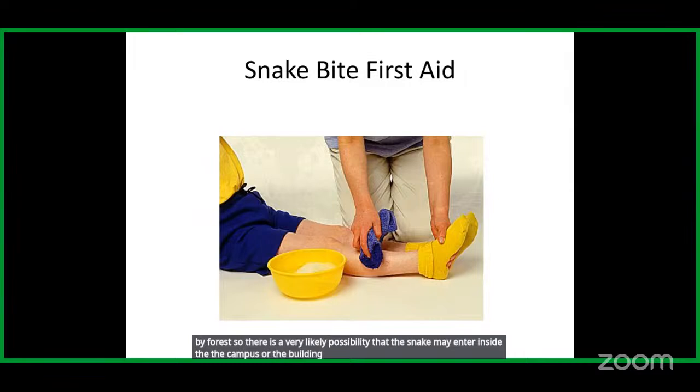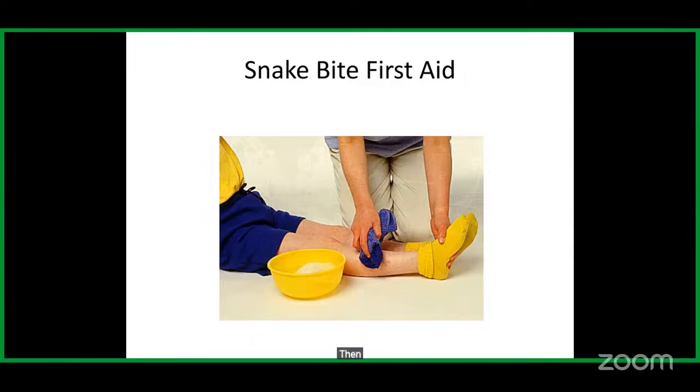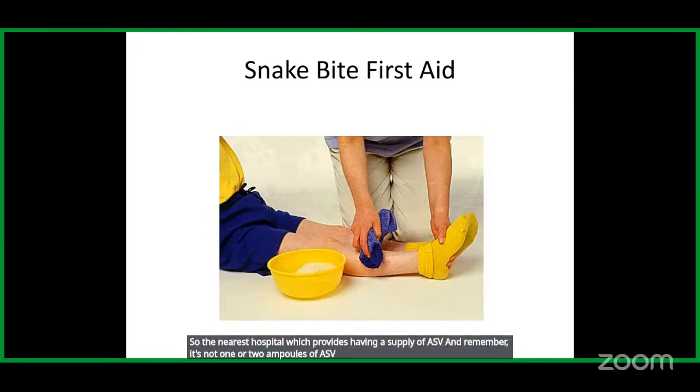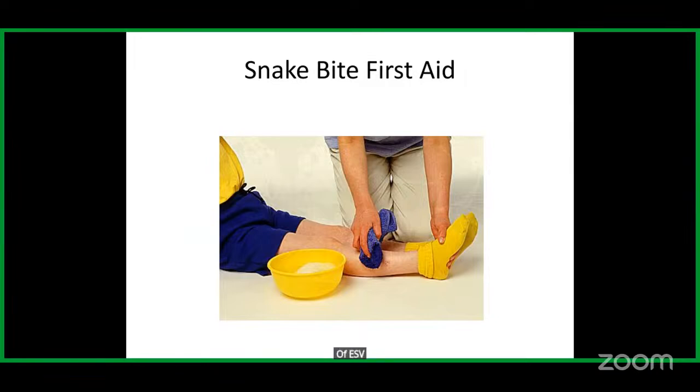So when there is a snake bite, please remember to follow these three important methods and measures. Then shift them as early as possible to the nearest hospital, the nearest hospital which has a supply of ASV. And remember, it's not 1 or 2 ampoules of ASV that will be sufficient to save a life. Sometimes it requires more than 20 ampoules. 20 ampoules means 20 small capsule bottles. You may have seen the ampoules of ASV, anti-snake venom, that is required.